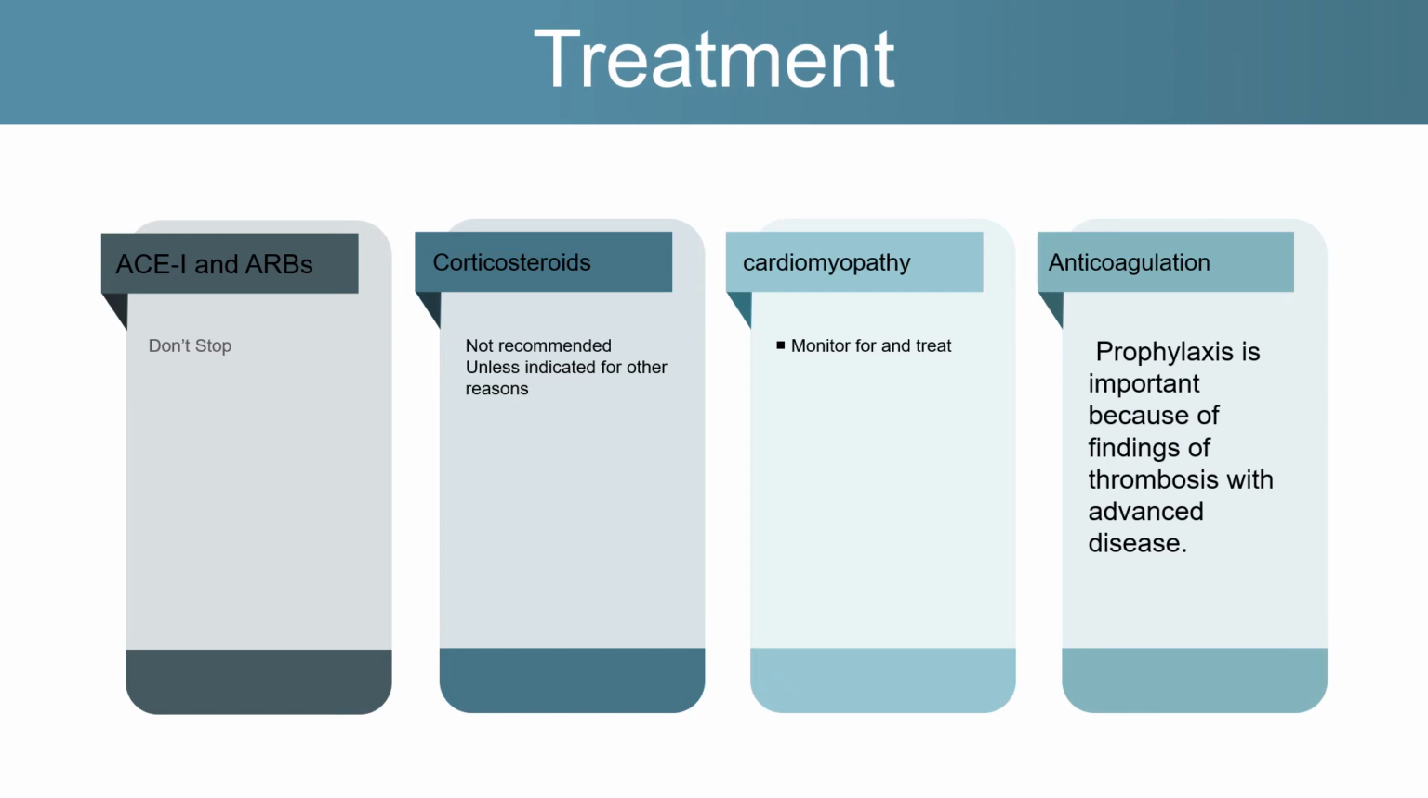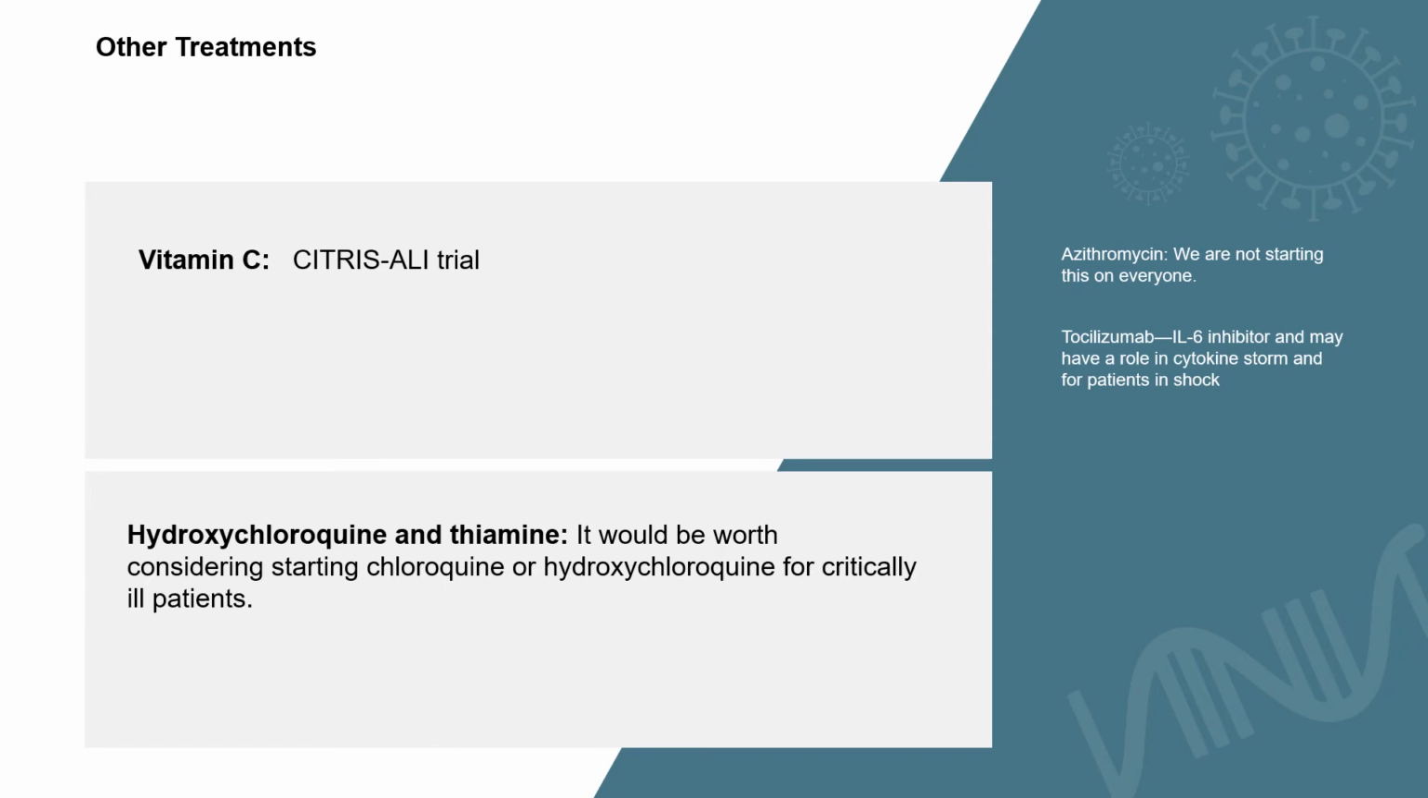Anticoagulation prophylaxis is important because of findings of thrombosis with advanced disease. Other treatments: I'm going to talk about vitamin C. In the CITRIS-ALI trial, it was found that high levels of vitamin C led to the protection of lung epithelium in mice. The dose they recommended was a high IV dose, whose concentration you cannot achieve with oral vitamin C.